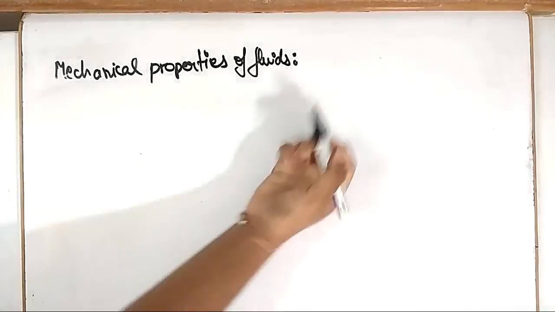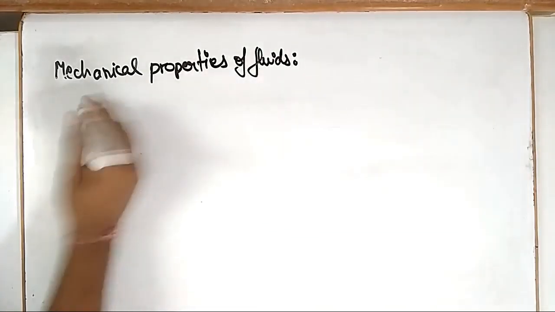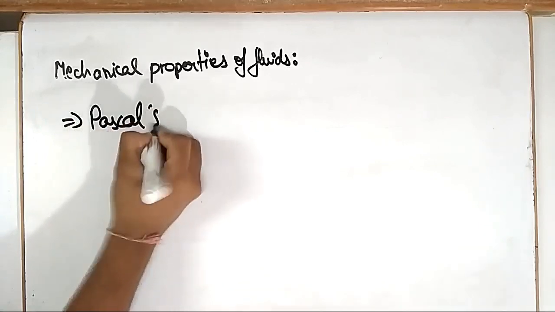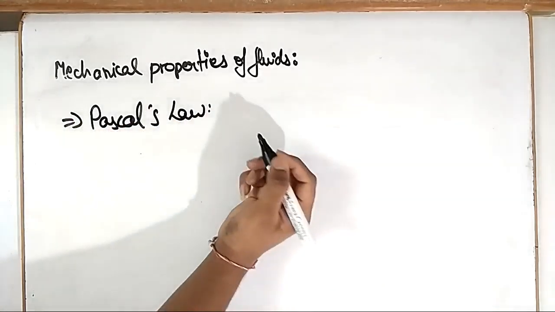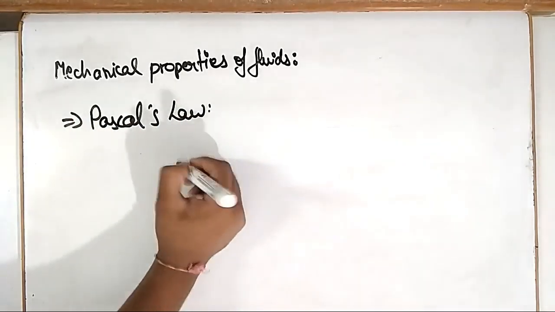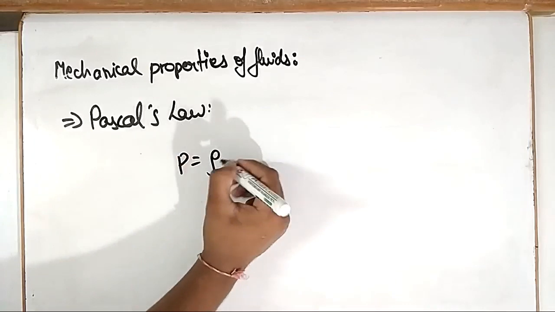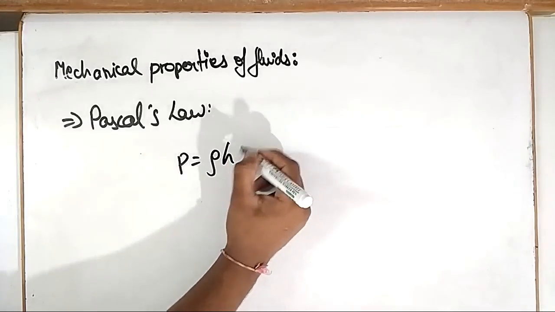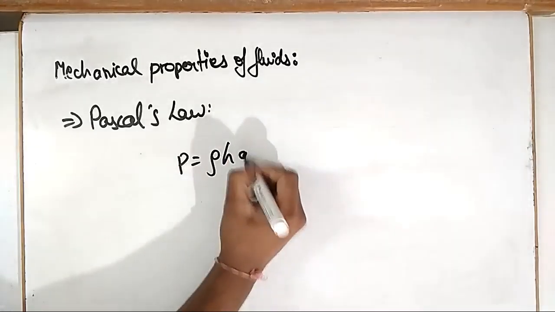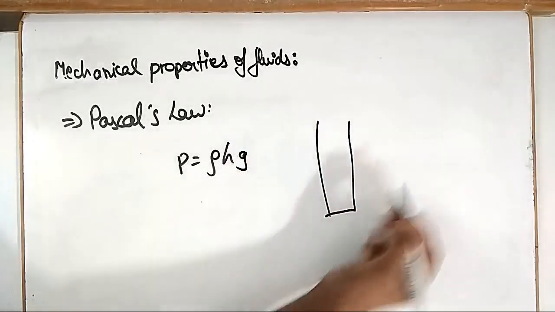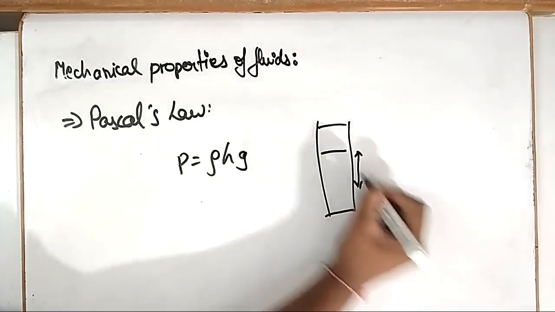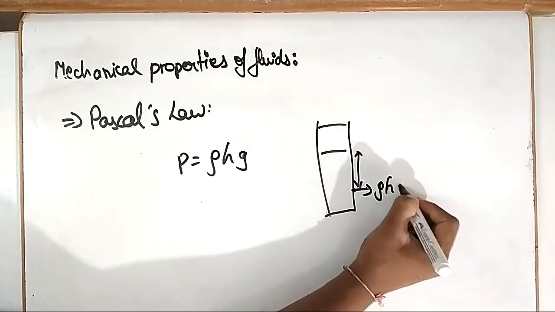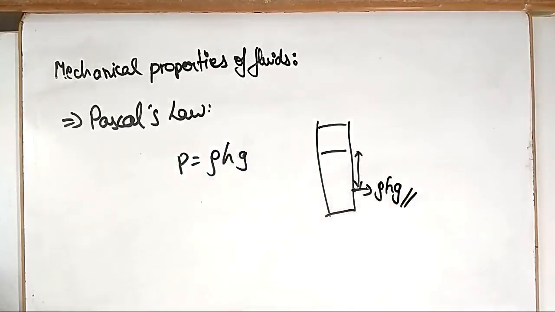Mechanical properties of fluids. So now, starting off with Pascal's law. According to this law, the pressure exerted by a liquid column P is equal to the product of the density of the liquid, the height from the top, and gravity, which is g. So consider this as your liquid column. Then at height h from above, the pressure would be rho h g. So this is Pascal's law.